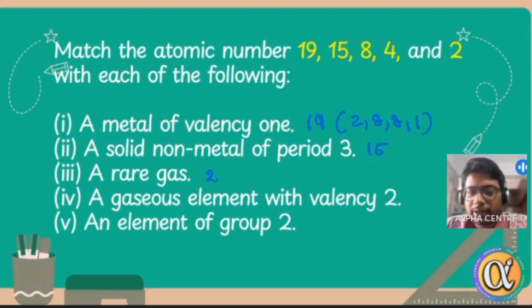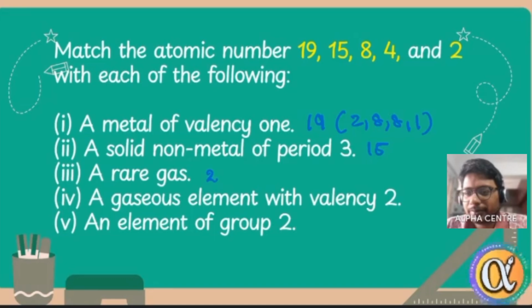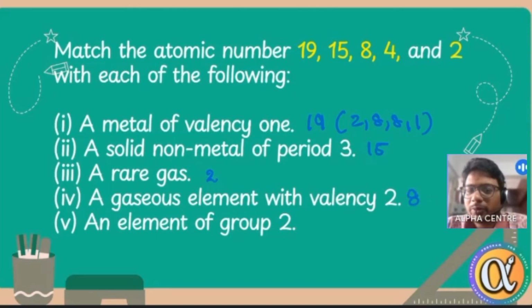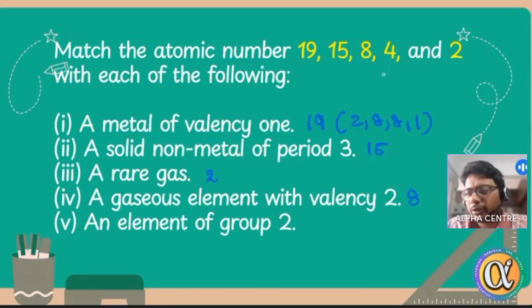The gaseous element with valency 2, 8, 8 is 2 comma 6, right? So that is oxygen. The element of group 2, 4, 4, because it is 2 comma 2. So that's 4. Okay, so that's fine.